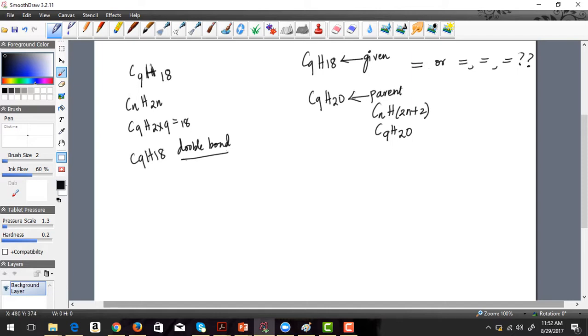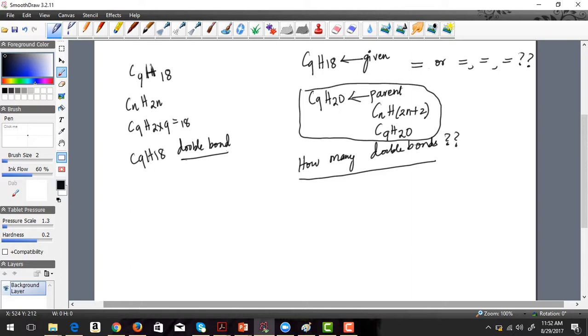Now, to find how many double bonds: the first question was, does the compound contain a double bond at all? We answered that, and it's easy. All you have to do is put it in the formula and see if you get it back. But how many double bonds is a slightly tricky question. All you have to do is first figure out the parent compound using the alkane formula. It's always the same. There are no exceptions to it.